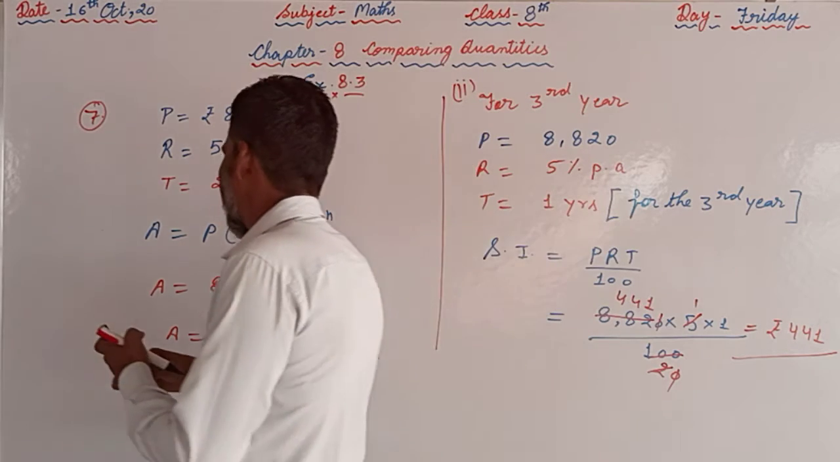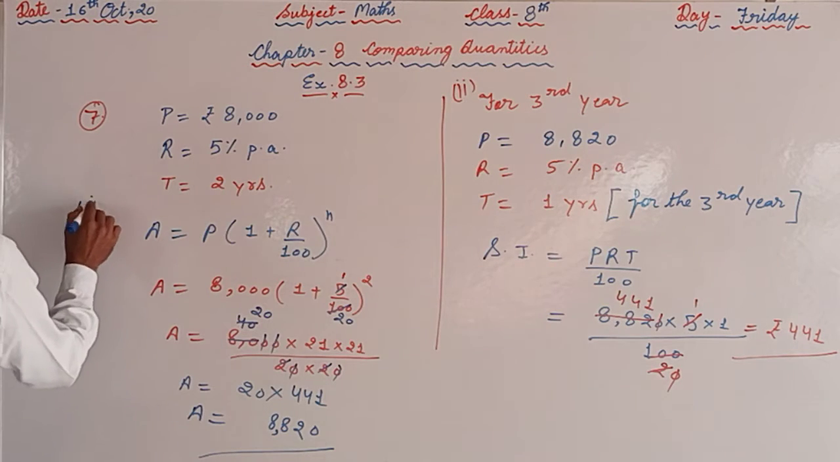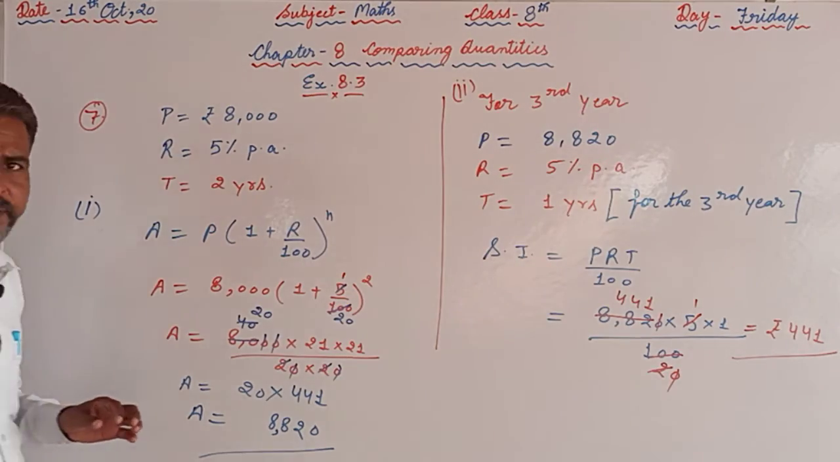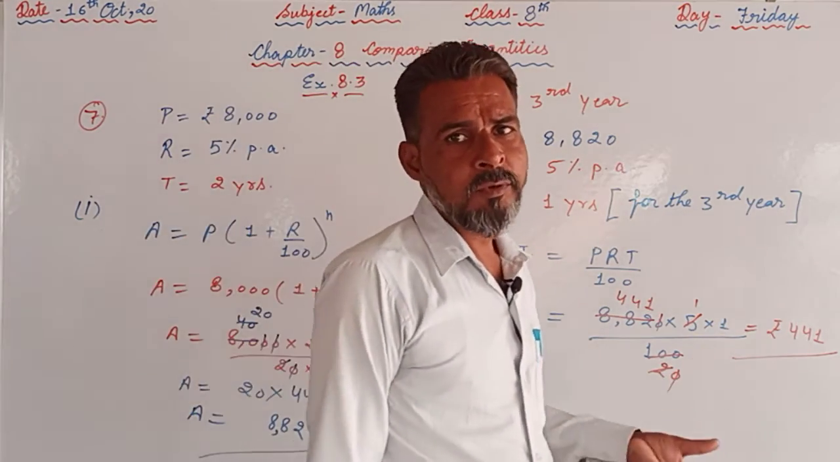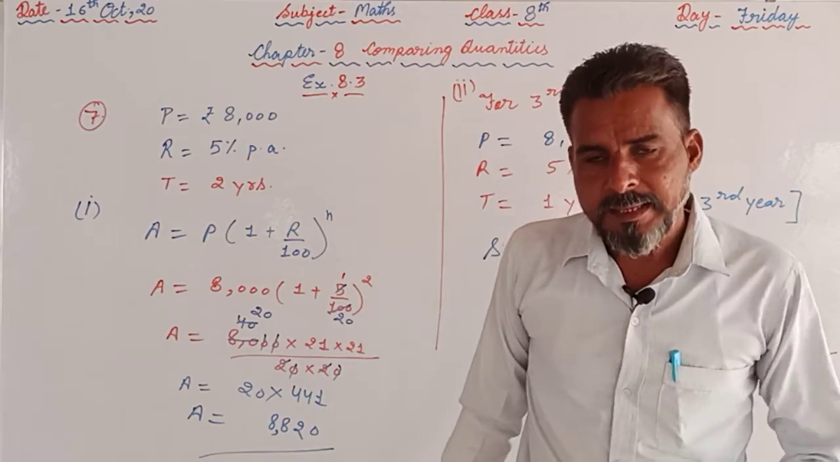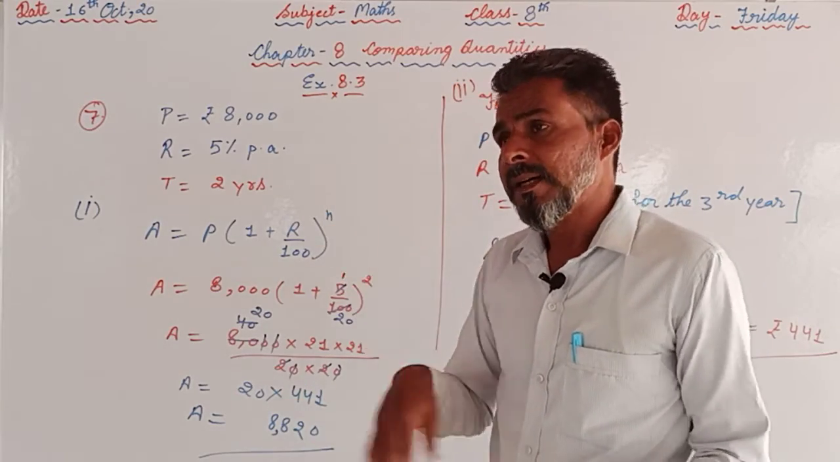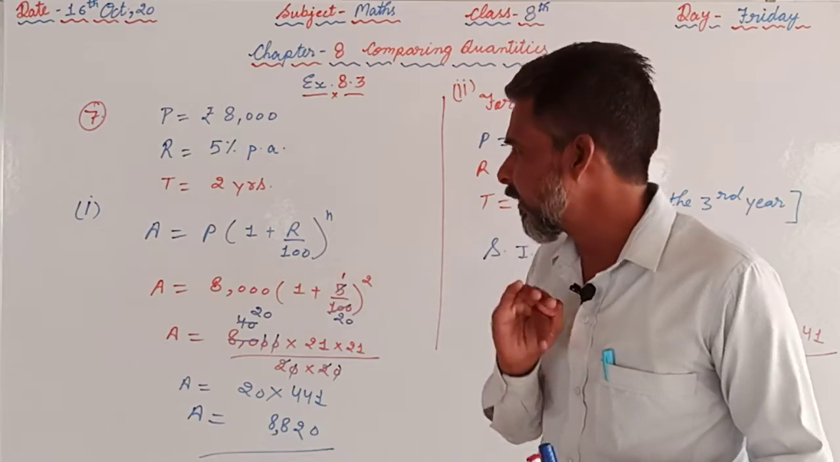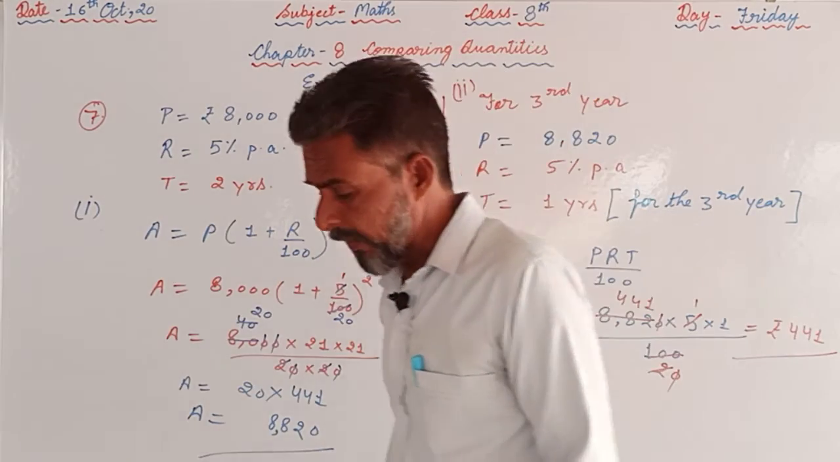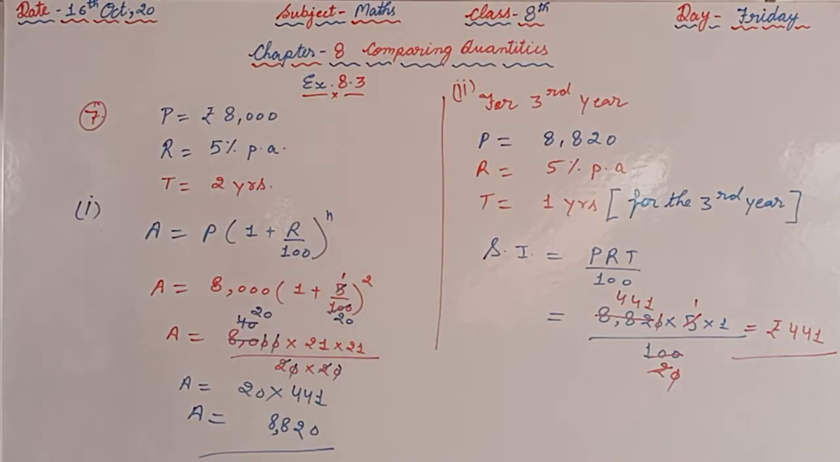So this is the second part, and this is the first part. For the first part, we are supposed to calculate the amount at the end of second year, and in the second part we are supposed to find the interest for the third year. So this is the method which we are supposed to follow to solve such type of questions. After this question number 7, we are supposed to discuss question number 8.